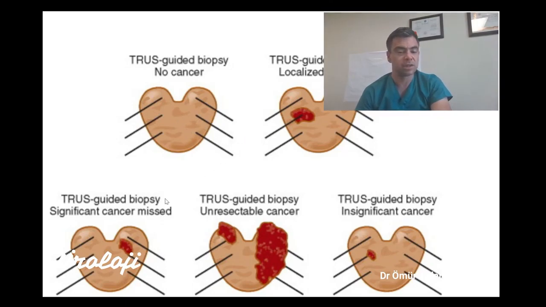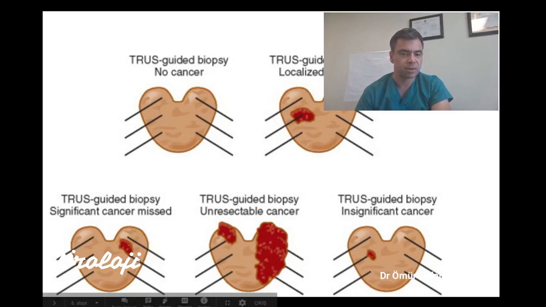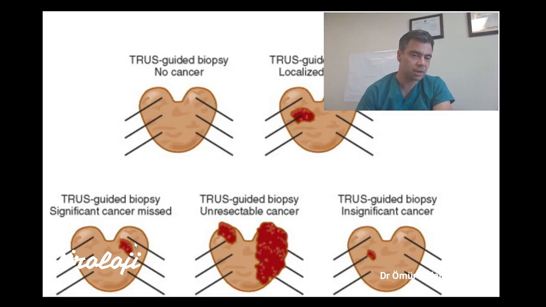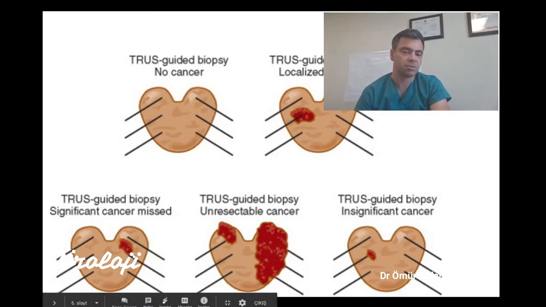As you can see here, for example, a sample is taken from non-cancerous tissue. Here, for example, there is prostate cancer in the left lobe of the prostate, and a sample is taken from that area as it shows. There is prostate cancer here, but samples are taken from areas without prostate cancer and the result of the patient is clean. The patient's prostate cancer cannot be detected.